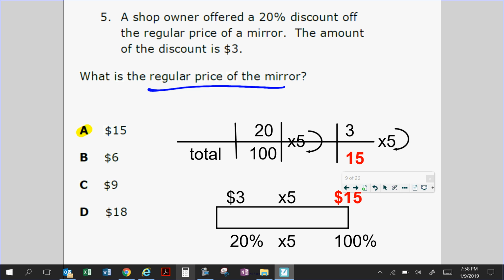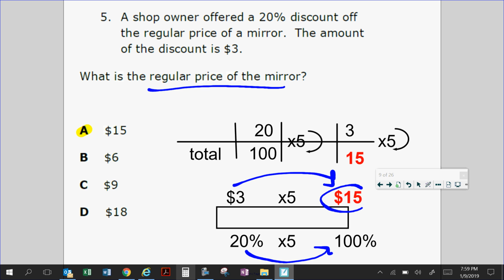So first of all, you may do it with pictures. So I drew a percent bar. If the whole thing is shaded, what percent would that be? 100%. But they offer 20%, which goes here, and that is $3. Do you see a relationship between 20% to 100%? Hopefully you see a relationship of times 5. 3 times 5, that's why it's $15 is the regular price.